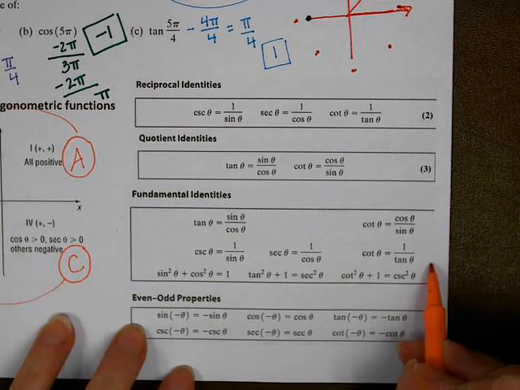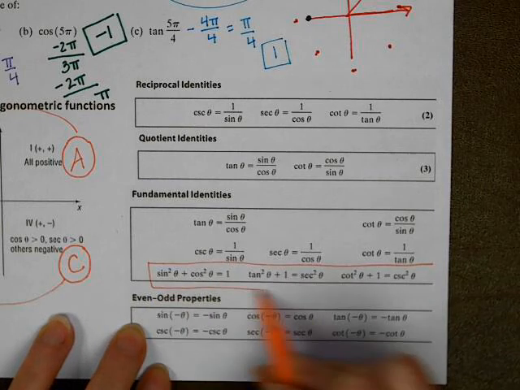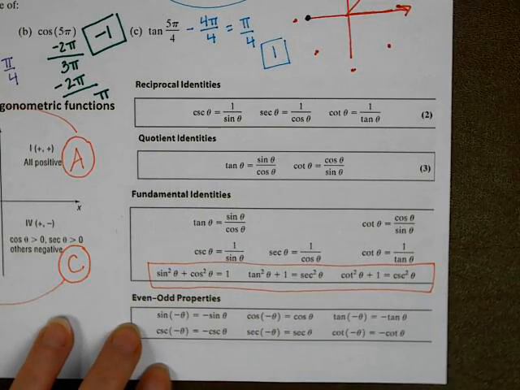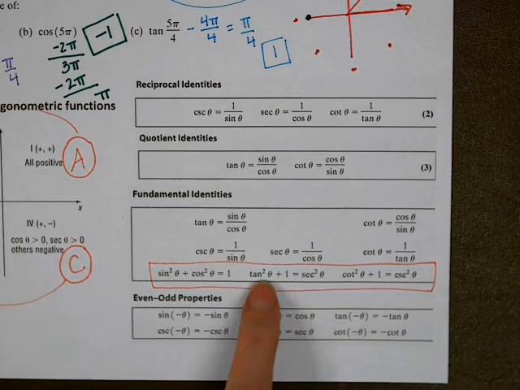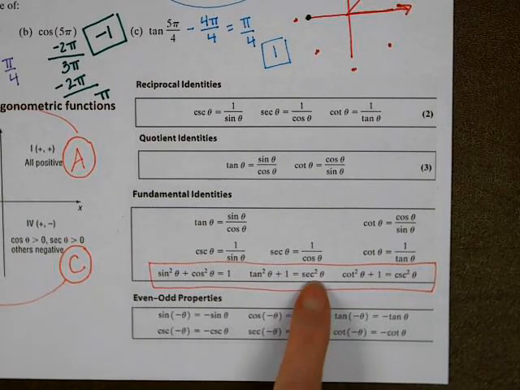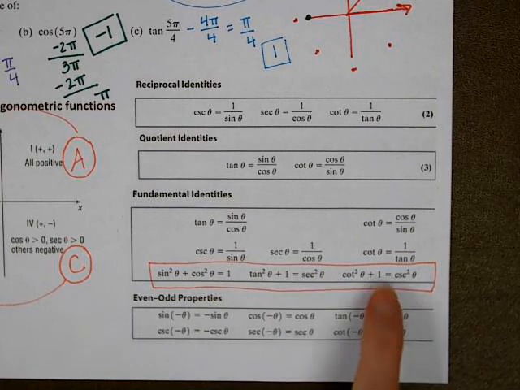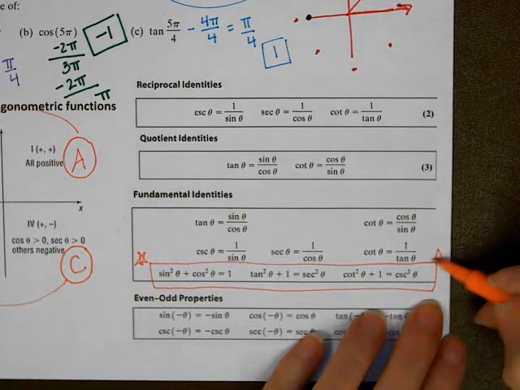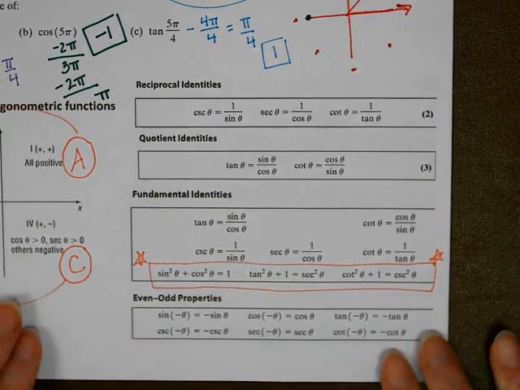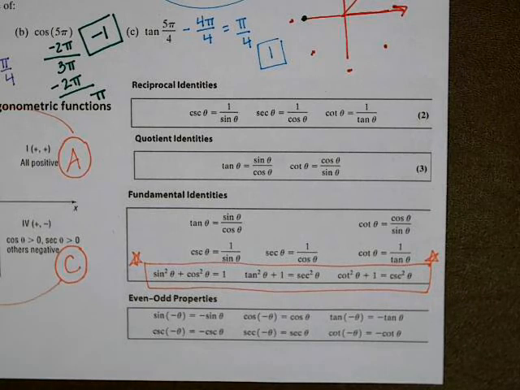Now, these you guys might not know. These are called the Pythagorean identities. Sine squared plus cosine squared is 1. Tan squared plus 1 equals secant squared, and cotangent squared plus 1 is cosecant squared. I have some tricks about those that we can talk about in class that I don't want to put on video. And then even and odd properties.